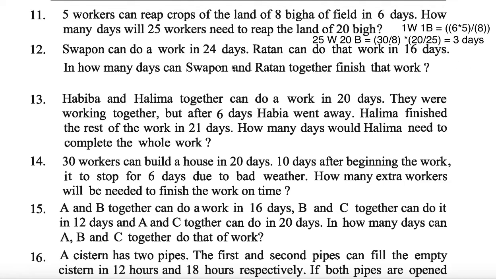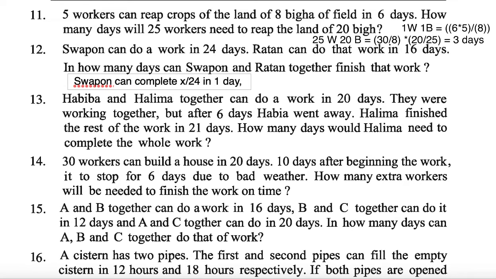Okay, Swapan can do a work in 24 days. Ratan can do that work in 16 days. In how many days can Swapan and Ratan together finish that work? Okay. Swapan can do that work in 24 days. So Swapan can complete how much fraction of work in one day? X by 24 of the work in one day.